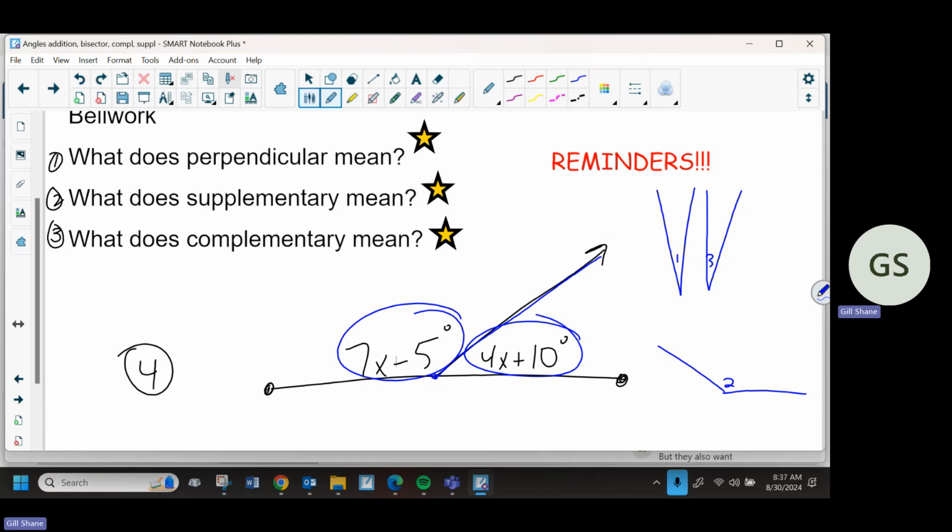Add up to 180. So this is called a linear pair. Sometimes I might say a collinear pair because they're on the same line.